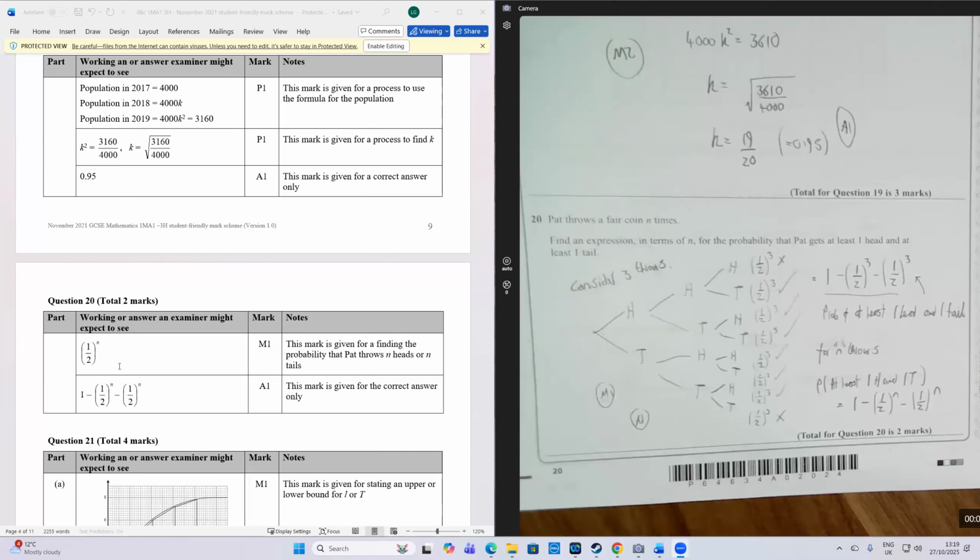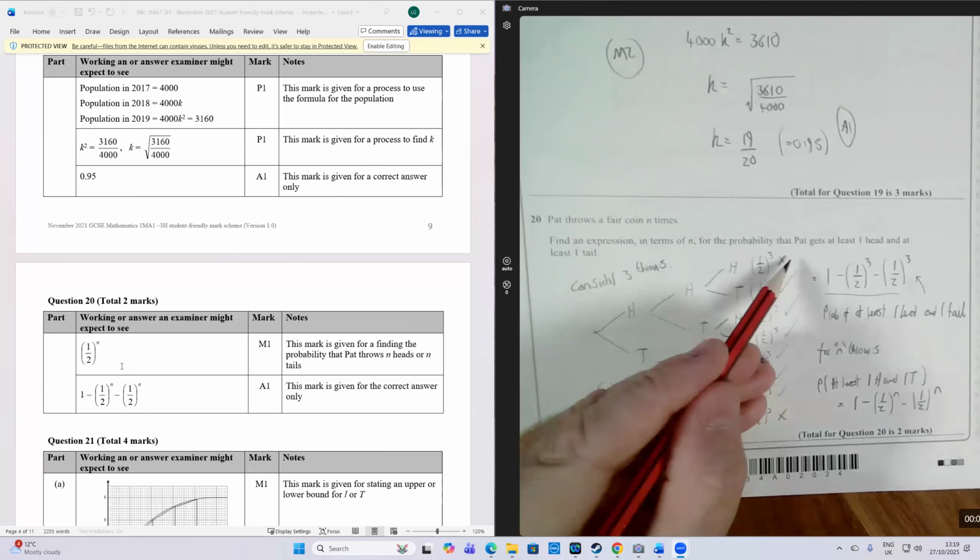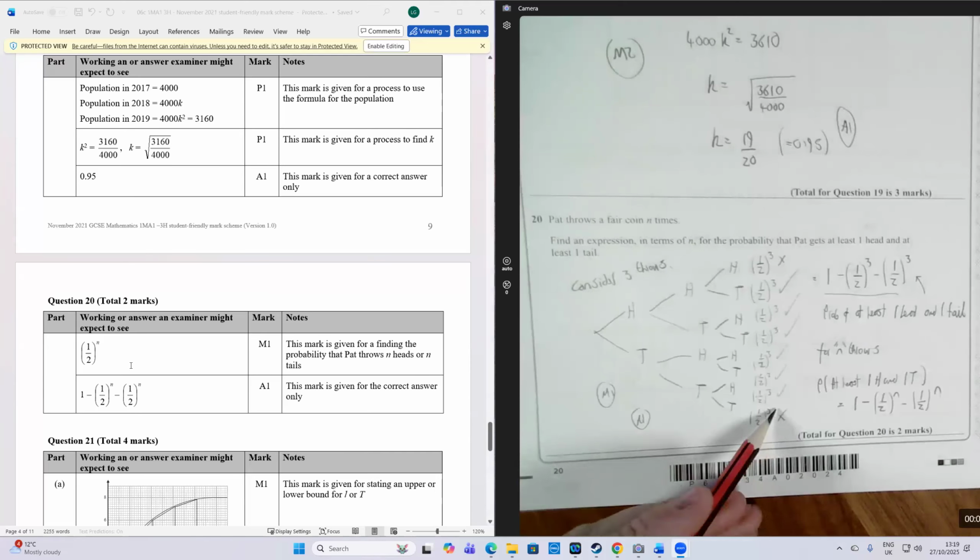So that means the only options that we can't have is we cannot have head, head, head, because in head, head, head we haven't got any tails. And we cannot have tail, tail, tail, because if we have tail, tail, tail, we haven't got any heads. So we've got to rule those two options out. We cannot have head, head, head. We cannot have tail, tail, tail.